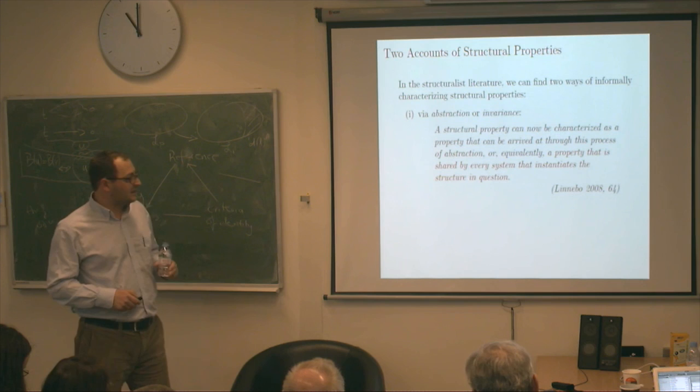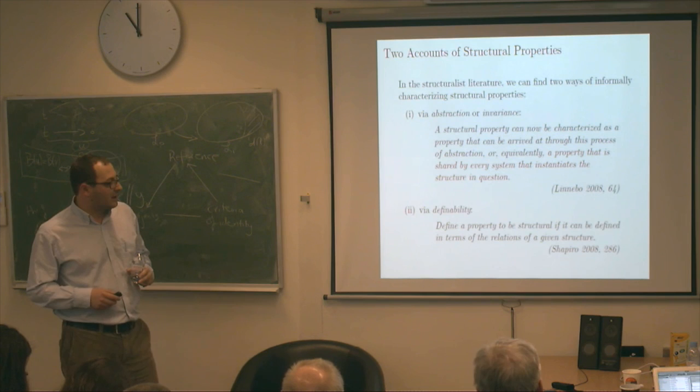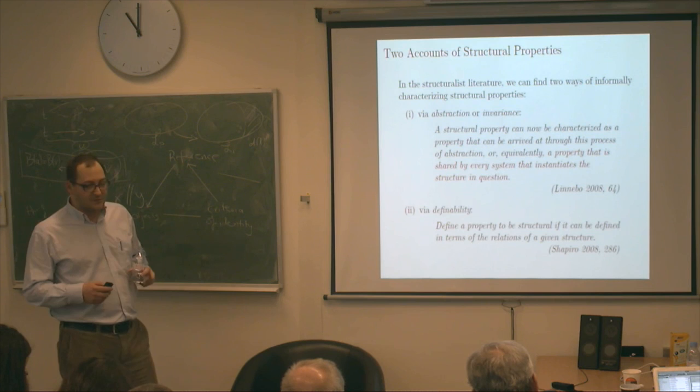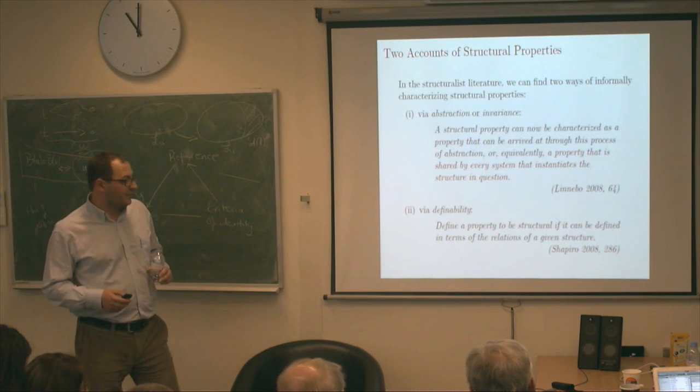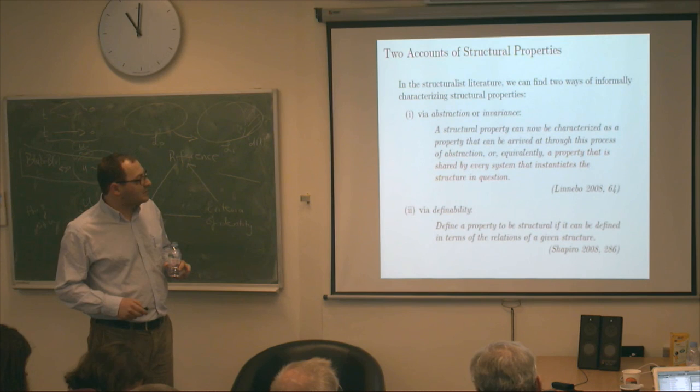So this is the first account, and the second account is in terms of definability. This is found in work by Shapiro, but also in work by Keränen, for instance. And here, the idea is simply to define structural properties as those properties that are definable in a given formal language. Okay, so how can we start from here?